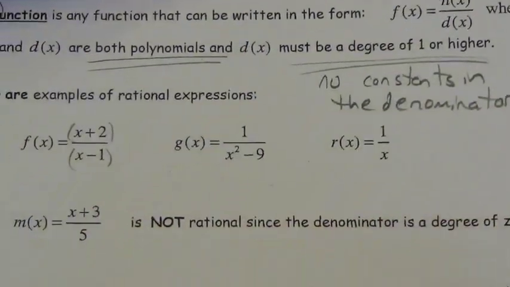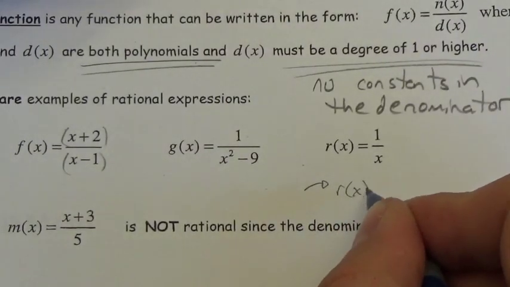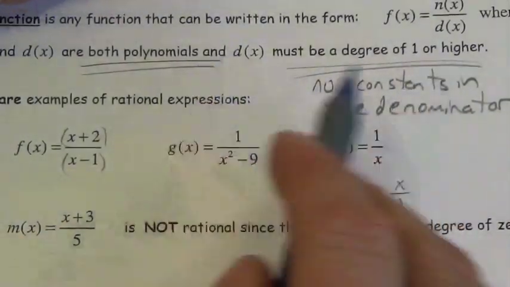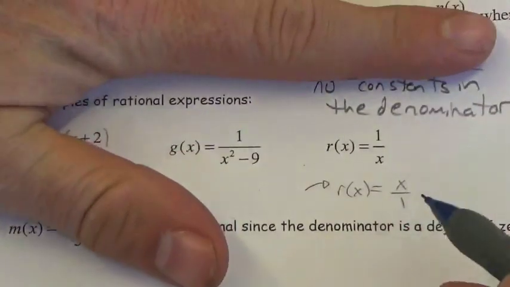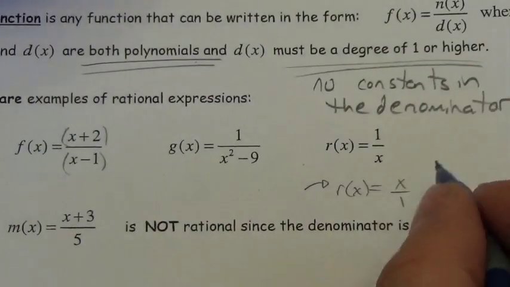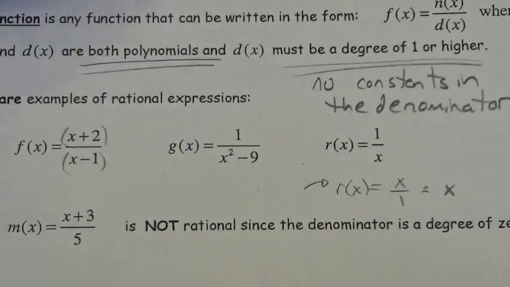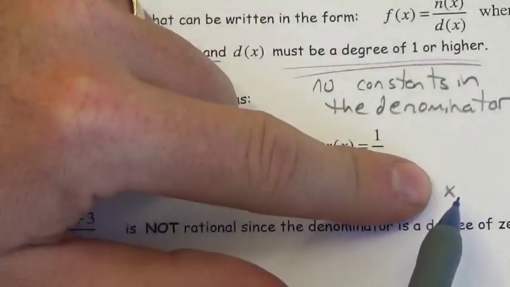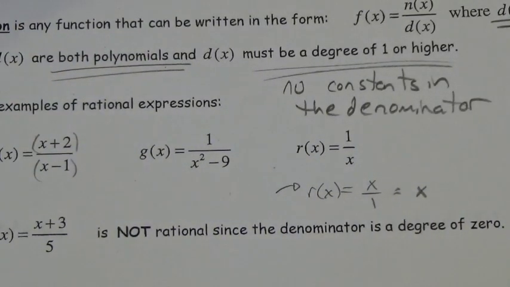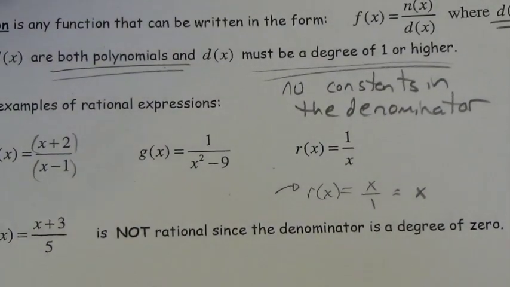Now, let's talk about this one right here. Had we written this instead as r of x is equal to x over 1, without this last little bit in our definition, well, you could argue that that's rational. And actually, that's a fair argument. Yep, that would be rational. And this is exactly the same as just x by itself, right? So, is x all by itself technically rational? Well, yeah, but we don't want you making that kind of judgment call on it.